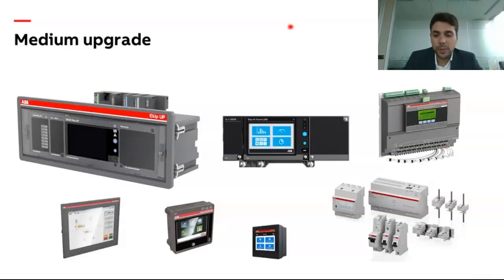So let's spend a couple of words around the medium upgrades. On the top left, you see the eKeep app, which we will dive deeper into with this device and how you can use it for the upgrades. In the middle, it is our trip unit of the Emax 2 and Emax XT circuit breakers, which you can change during the life cycle of the circuit breaker.